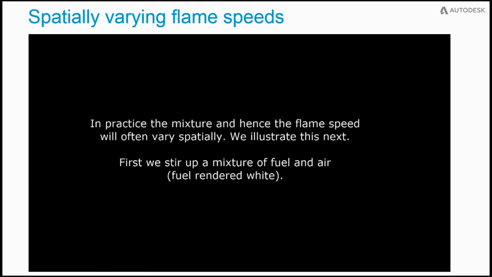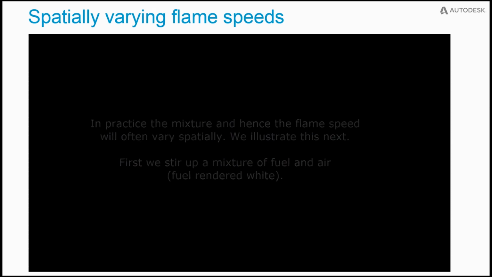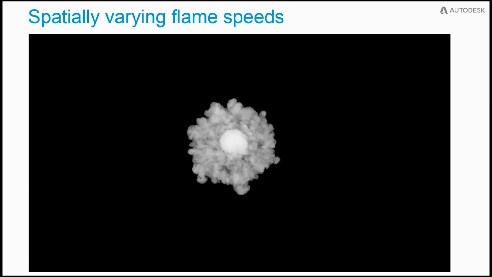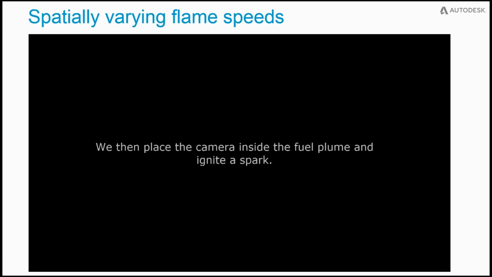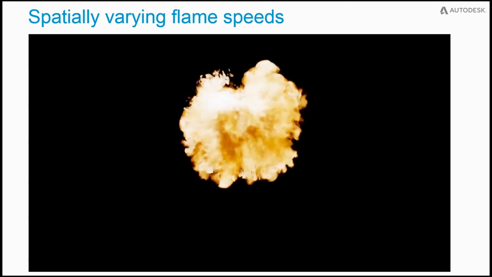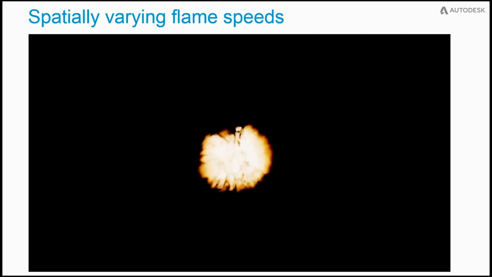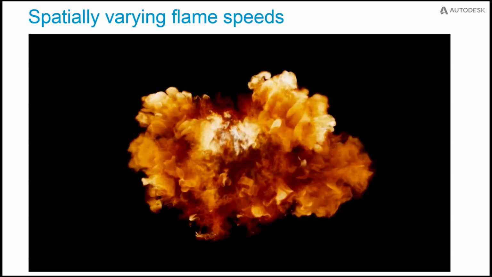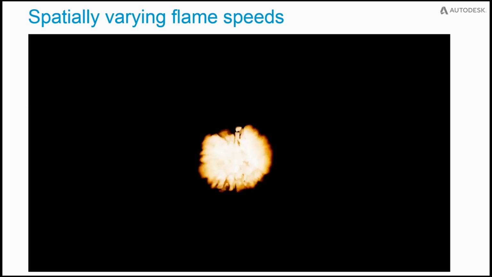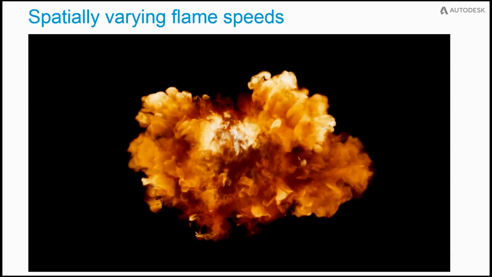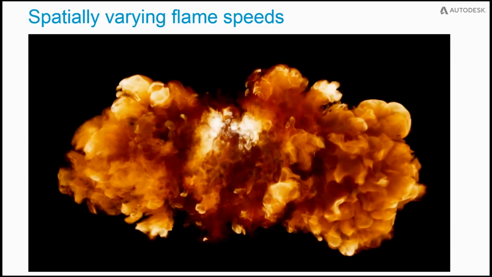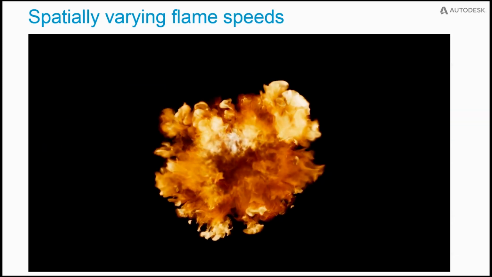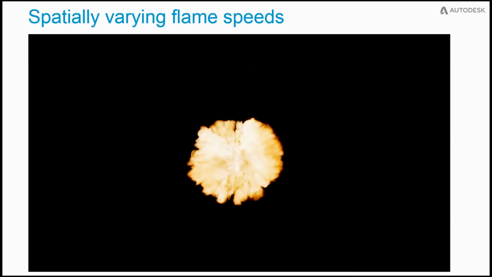Of course, in practice, the flame speeds can vary spatially and temporally. So here, what you see in white is fuel that's being mixed by turbulence and oxygen diffusion. We then place the camera inside this fuel plume and ignite, and this is what you see here. And now in slow motion, and I'll just loop the slow motion animation a couple of times, just so you can have a look at how the flames propagate throughout the mixture of fuel and oxidizer that was governed by diffusion and turbulent mixing.